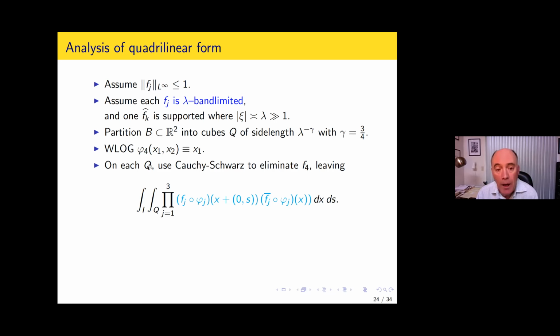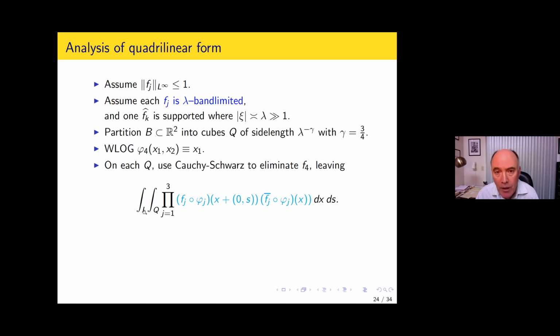I have a variable x, and I have a new variable, which I'm going to write as x plus 0 comma s, where s is a real parameter. Now, I'm working in a cube of side length lambda to the minus gamma. And so any 2 points within that cube are within roughly lambda to the minus gamma of one another. So this new parameter s is not a macroscopic parameter, but it varies over an interval I, whose length is roughly lambda to the minus gamma.